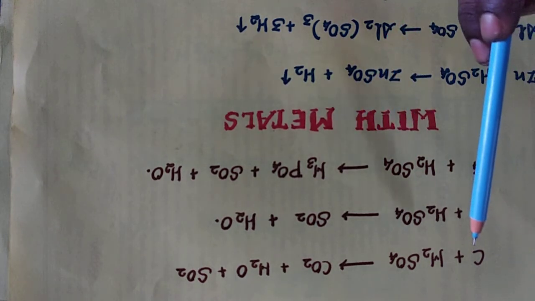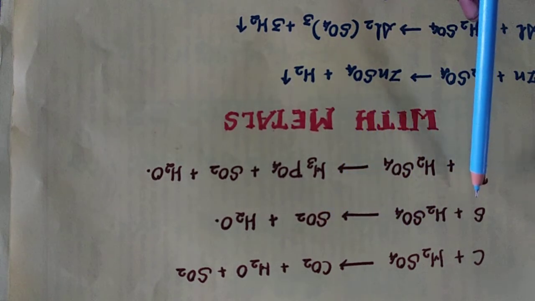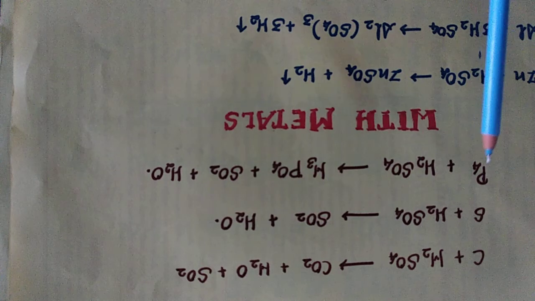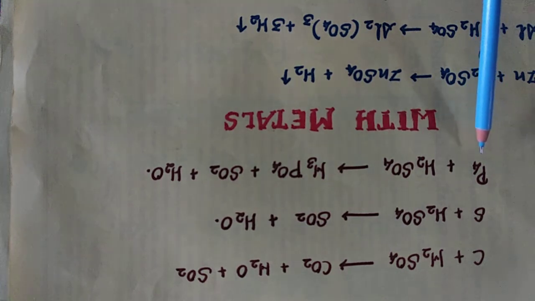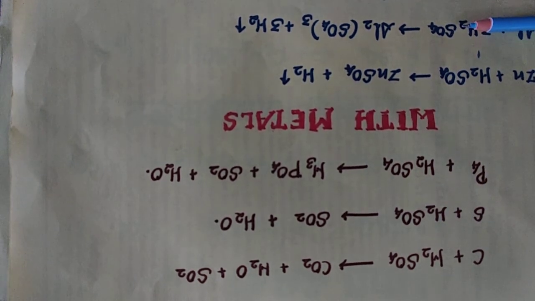In the first example, carbon is oxidized to carbon dioxide. In the second one, sulfur is oxidized to sulfur dioxide. And in the third one, phosphorus is oxidized to phosphoric acid. So with this, the second chemical property, that is the oxidizing nature of sulfuric acid, is over. Then we can discuss the reaction of sulfuric acid with metals.